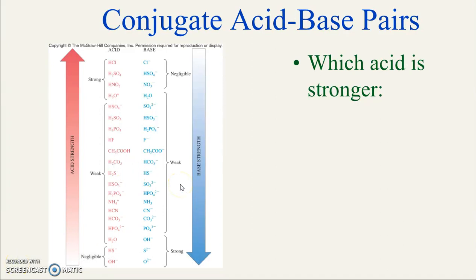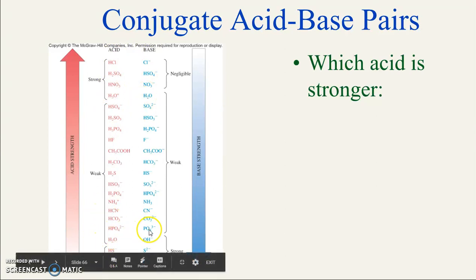So by using this table, you can predict what the acid part is and what the base part is, but also what their strength is going to be. So again, if something is a strong acid, it produces a pretty weak conjugate base. But if something is a weak acid, it produces a pretty strong conjugate base.